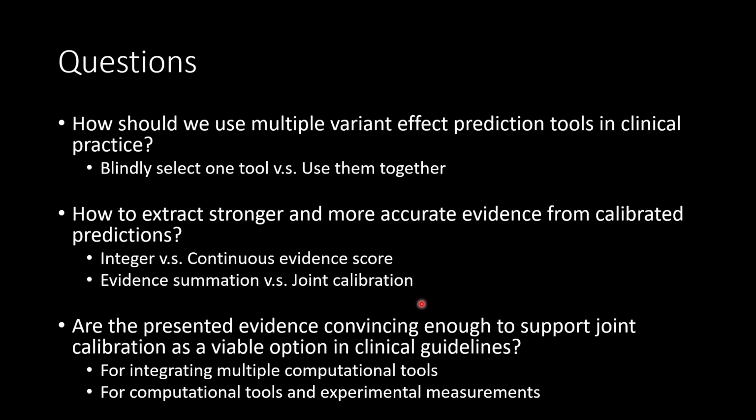And the second question, how do we extract stronger and more accurate evidence from these calibrated predictions? Should we use integer point-based scores, or, if we can calibrate very accurately, should we use the continuous evidence score? And should we stick to evidence summation or try to do joint calibration if we could?